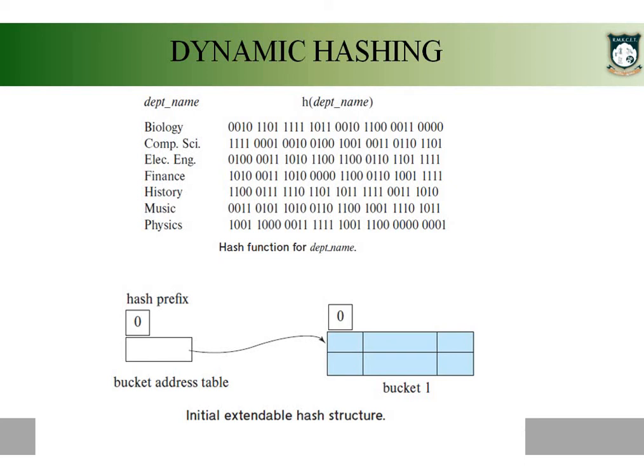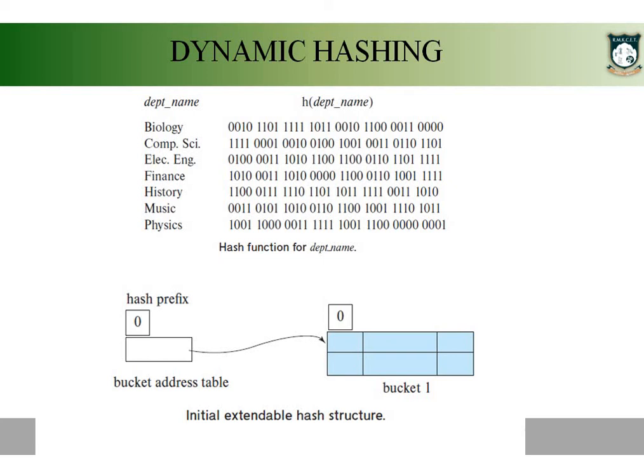One bucket will be identified as 0, another bucket will be identified as 1. Whichever record whose hash function result has a first bit value of 0 will be placed in the first bucket, and whose hash function result first bit value is 1 will be placed in the second bucket. Now again, if some bucket gets filled, what will you do? You will increase the hash prefix. Presently it was 1, now we will make it 2. So 2 power 2, 4.